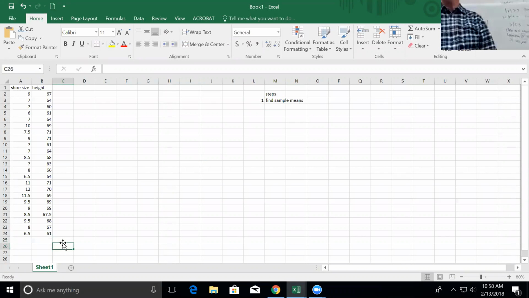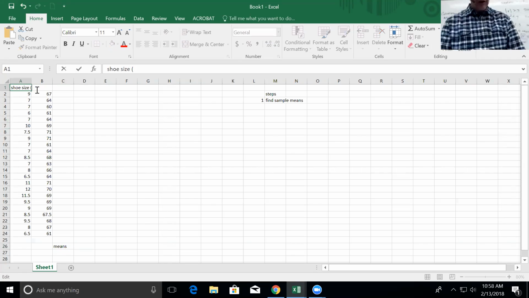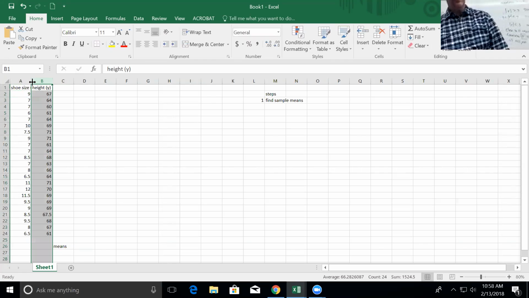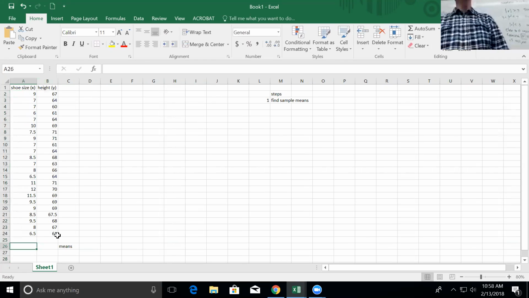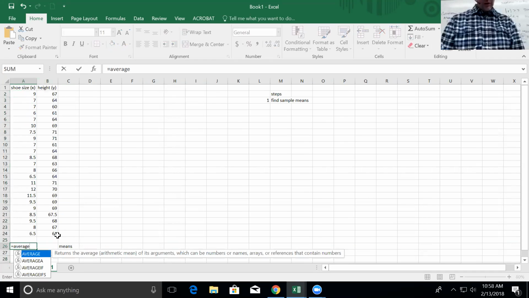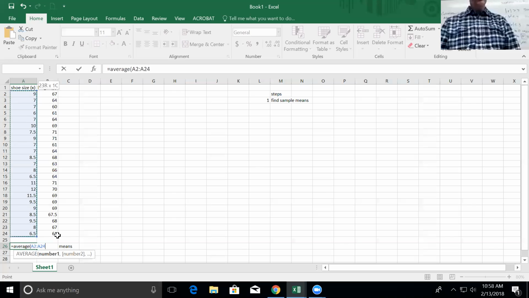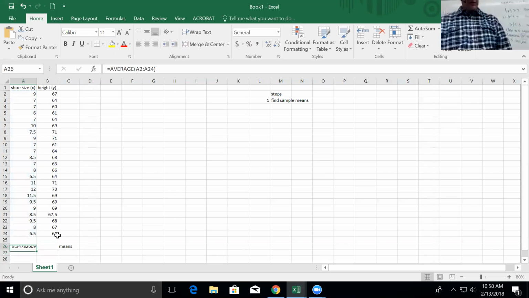Now, by the way, just to make your lives easier, always put a gap between any of your summary statistics and your data. So I'm going to find the means. I'm assuming that my shoe size is X and my height is Y. Now, how do I find my mean quickly and easily with Excel? Equals average. Okay, so the mean shoe size in this class is 8.34. The mean height in this class is 66.28 inches.